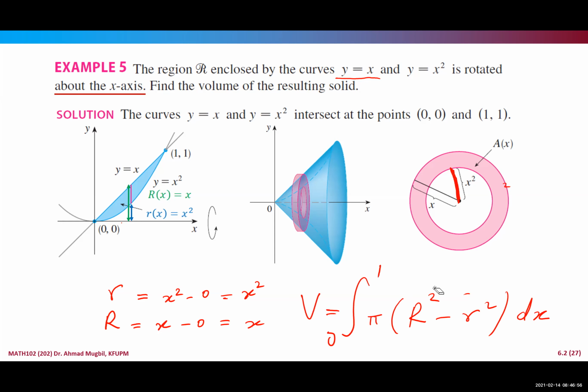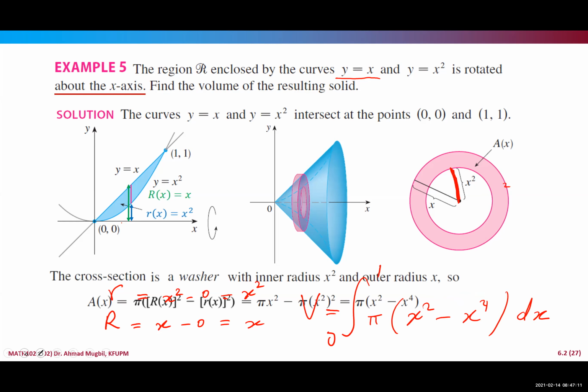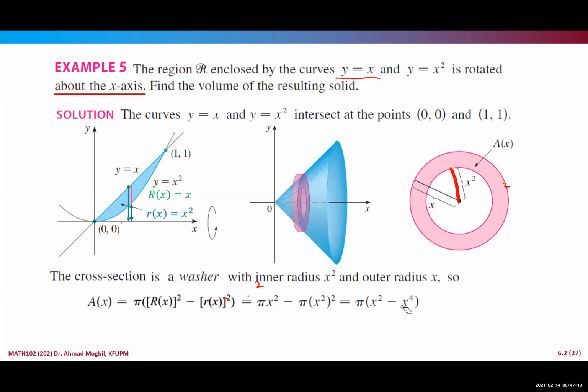So here, what is R capital? It will be x squared. This is R capital. Square it, it will be x squared. Square this one, it will be x to the power 4. And you can find this integral very easily. Here we are, ya shabab. This is the area of the cross section. Now integrate from 0 to 1.